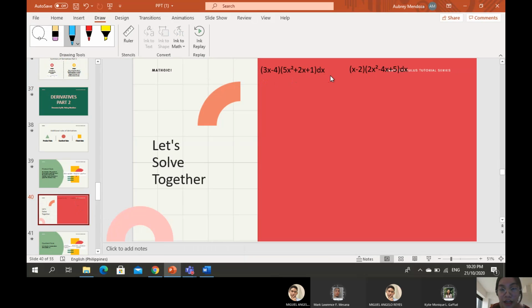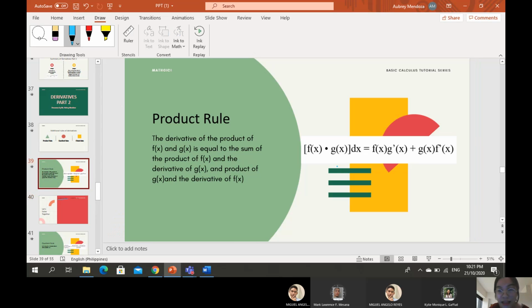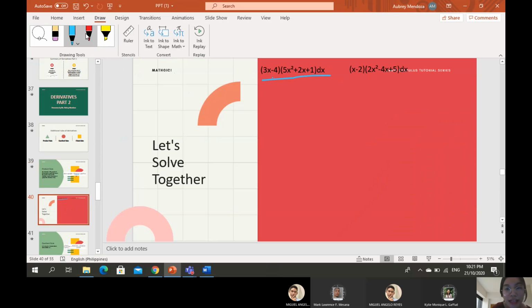Let's say we have here 3x minus 4 times 5x squared plus 2x plus 1. So the first thing that we're going to do is let's get the f of x and the derivative of g of x. So let's get the f of x. The f of x of this function is 3x minus 4. So let's just copy it. 3x minus 4.